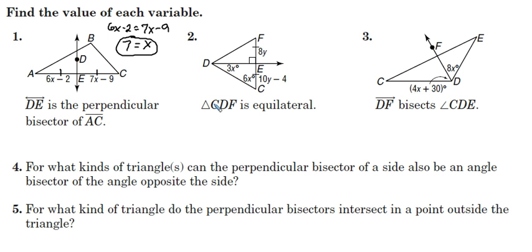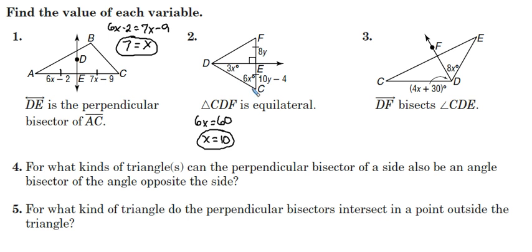For number 2, we have two variables to find. We have to find x and y. They're telling us that triangle CDF is equilateral, so that means each angle of the triangle is 60 degrees. This 6x right here, angle measure, is equal to 60 degrees. X equals 10.